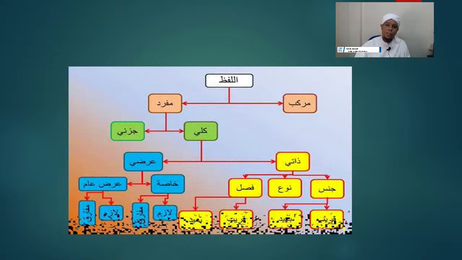We have the juz'i and we have the kulli. The meaning of kulli is universal, whereas juz'i is particular. So there are words, for example, which carry the universal meaning. For example, the word insan, this is kulli. What is the meaning of insan? Yani human beings. Under human beings, there are many categories.